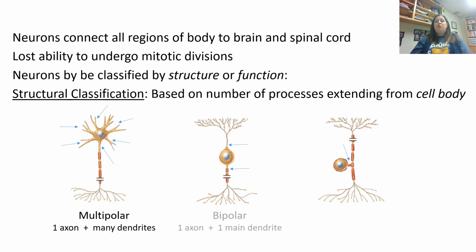In the next one, though, there's only two projections coming off of the cell body. There's one axon and one main dendrite. Now, these dendrites do flare out and branch later, but connected to the cell body, there's only one. So this is known as a bipolar neuron. This last one only has one projection coming off of the cell body, and so this is known as a unipolar neuron. This is where the axon and dendrite are fused, and there's one process that connects this to the cell body.